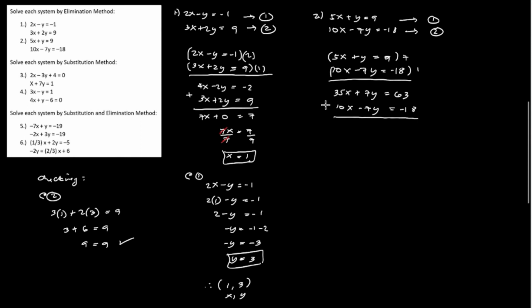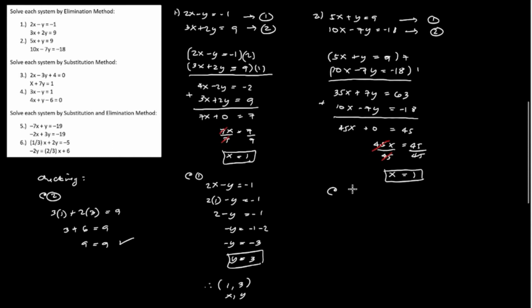And by adding, 35x plus 10x is 45x, 7y plus negative 7y is plus 0, is equal to 63 plus negative 18, or 45. And 45x is equal to 45, and divide everything by 45. The 45 cancels out, and x is equal to 1.